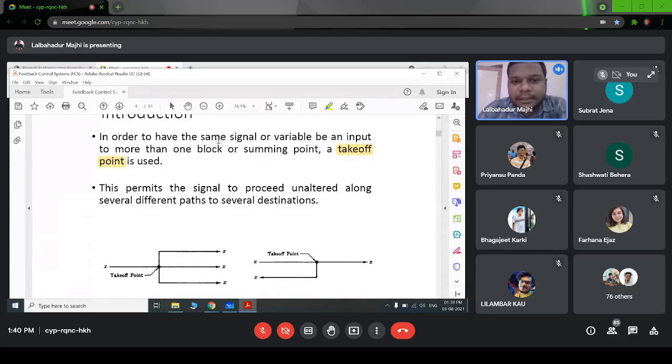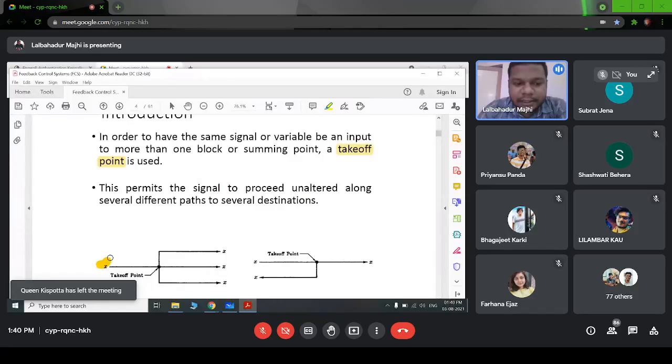In order to have the same signal or variable be an input to more than one block or summing point, a takeoff point is used. Suppose this is our X and there is a takeoff point, so the output will be the same because it is coming from this input X. From this takeoff point the output will remain the same. Here similarly we are giving X, this is our input and this is the takeoff point. The takeoff point is represented by this dot.